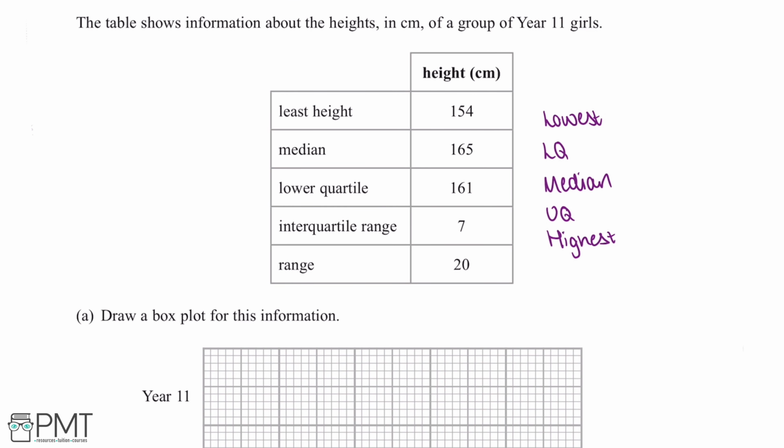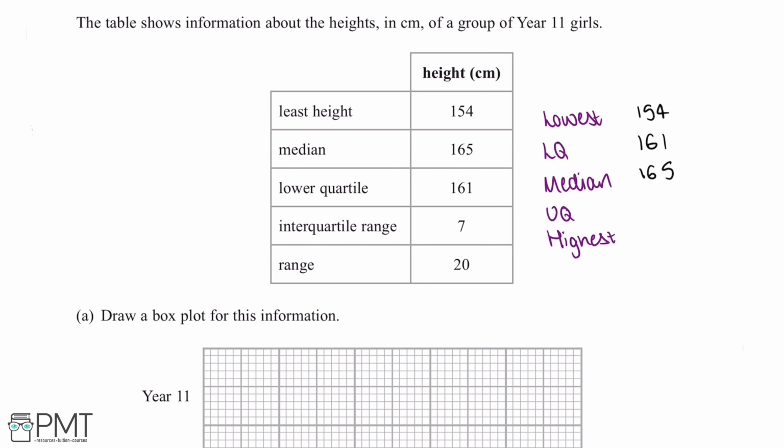So as you can see in the table, we've been given the lowest height, so we can write this in. We've been given the lower quartile, which is 161. The median is 165. And now we need to work out what the upper quartile is and what the highest value is.